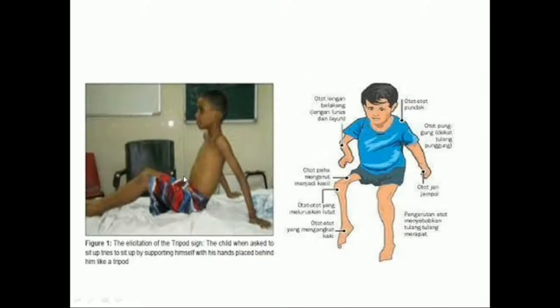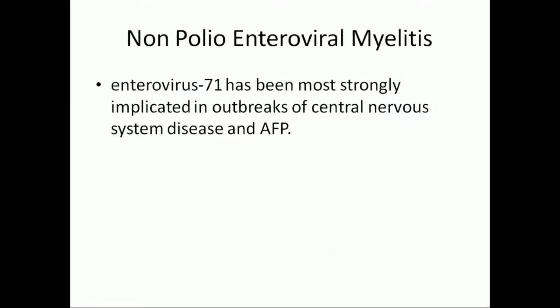Now in this figure you can see the baby is having this tripod sign. You can see this is a tripod which is formed. So this is very classical of poliomyelitis, and you can see the residual weakness after the infection. So this is a typical case of poliomyelitis.